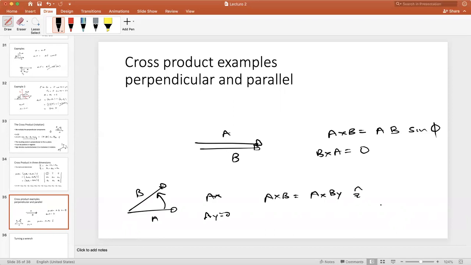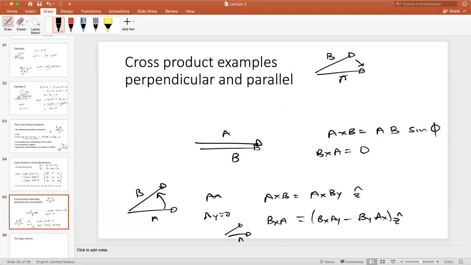AX times BY. Now, if I do the opposite, I'm going to draw it up here. So B, and I'm trying to turn B to A. So I'm doing B cross A, right? What I actually get, and this is really important, is they flip. If I'm crossing B, I get BXAY minus BYAX in the Z hat.